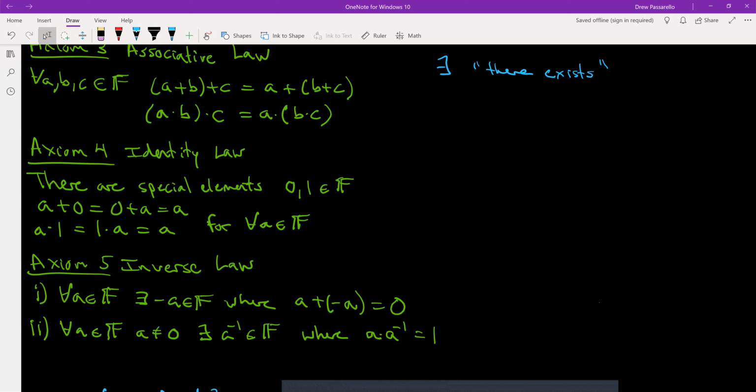And then inverse laws. So for all A in F, there exists a negative A in F corresponding with that original A, such that when you add A plus negative A, you get the additive identity 0. And the second one, for axiom 5, is for all A in F where A is not 0, there exists this thing that looks like A to the negative 1 in F, where A times A to the negative 1 is equal to the multiplicative identity 1. Most of the time we just write A to the negative 1. It's just 1 over A, right? The reciprocal.